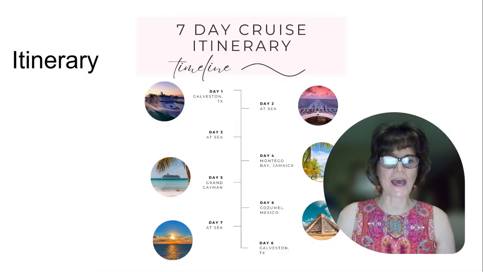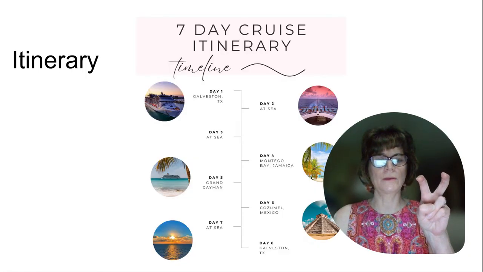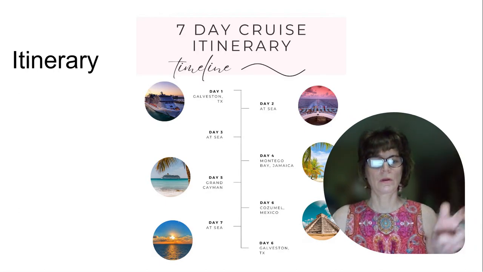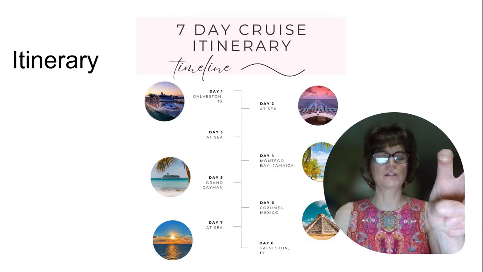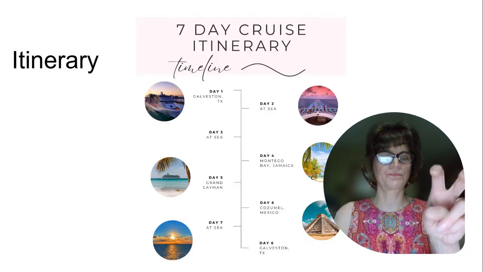The second sign is travel. With your dominant hand, you're going to make a 2X hand shape, and then you're going to move it in a circular motion forward. Travel. That's the sign for travel.